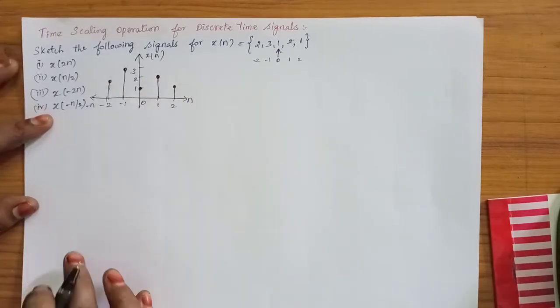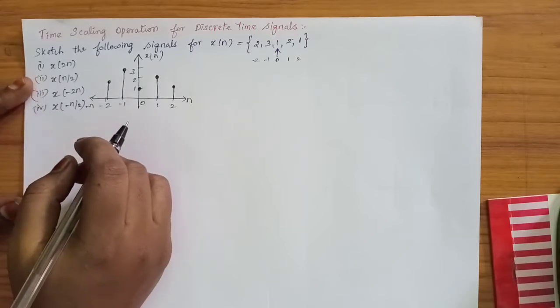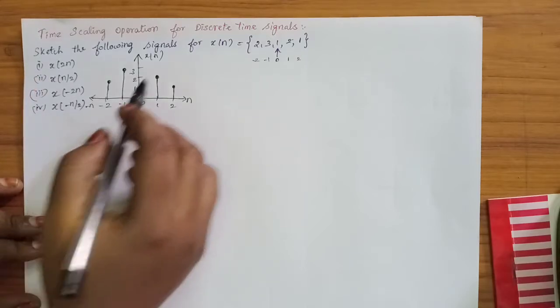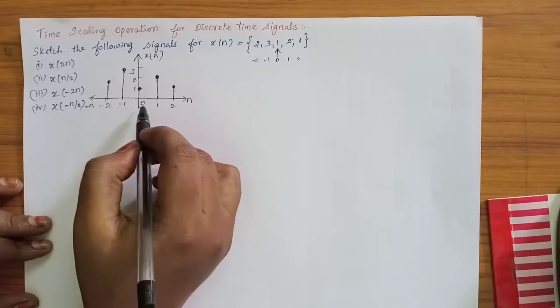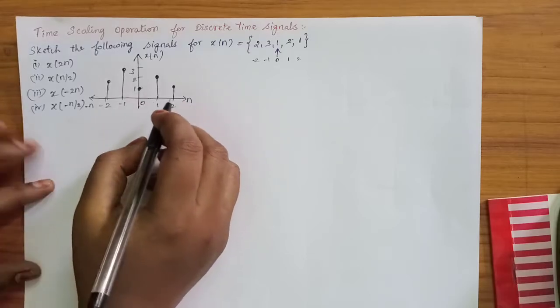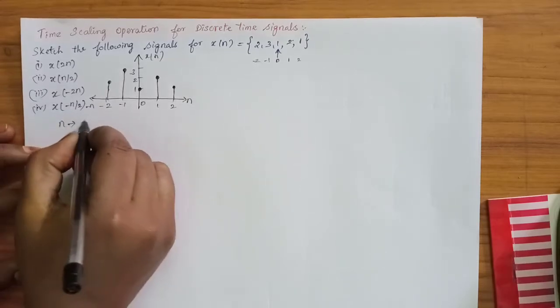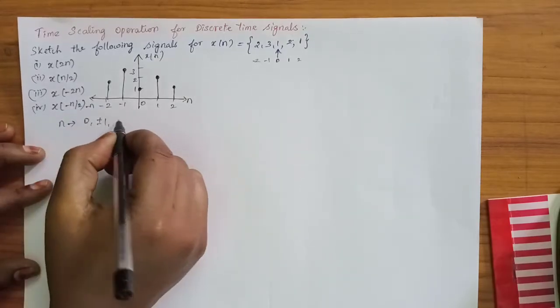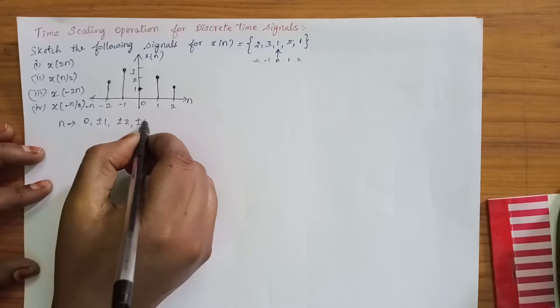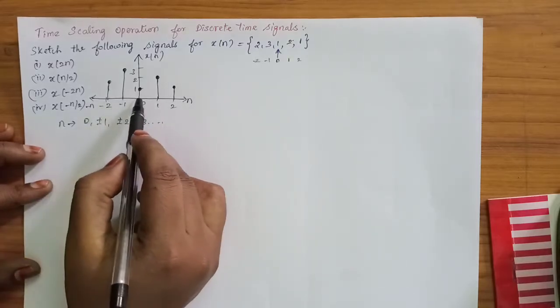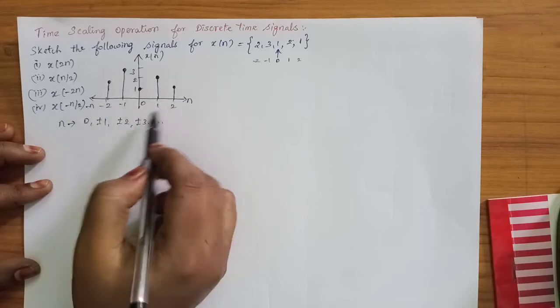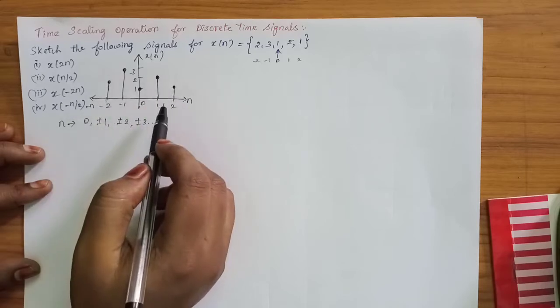So before starting this problem, first we should remember that in discrete time signals, signal is present at only discrete intervals of time, that is the n values are 0, plus or minus 1, plus or minus 2, plus or minus 3, etc. These are called samples. So samples are present at only discrete intervals.